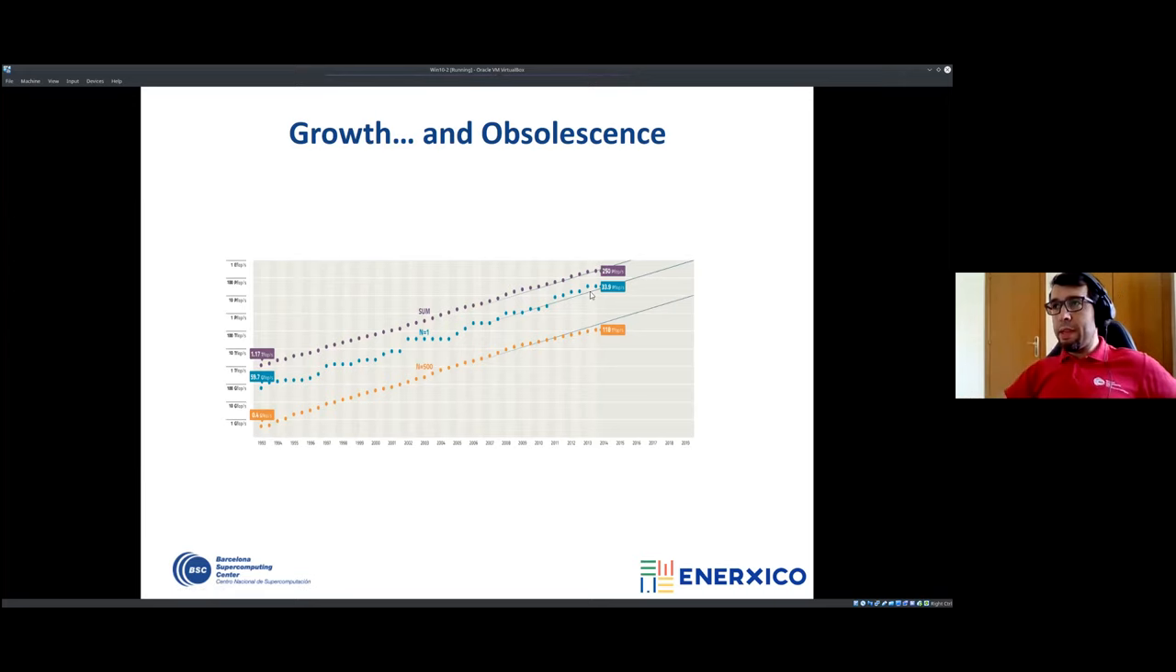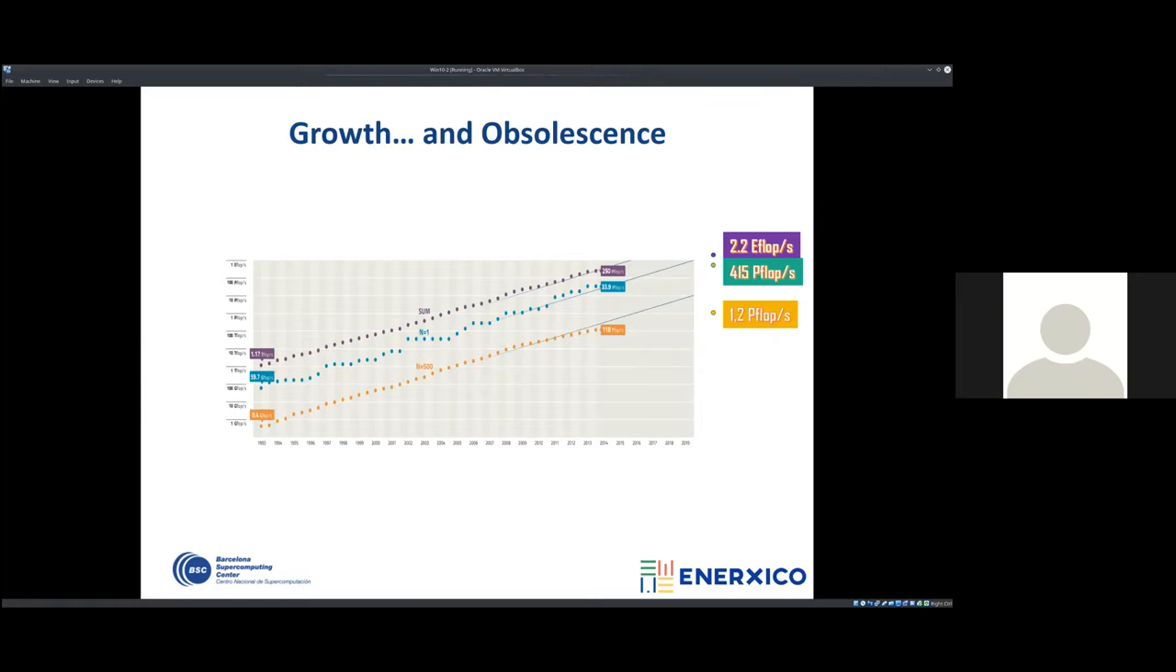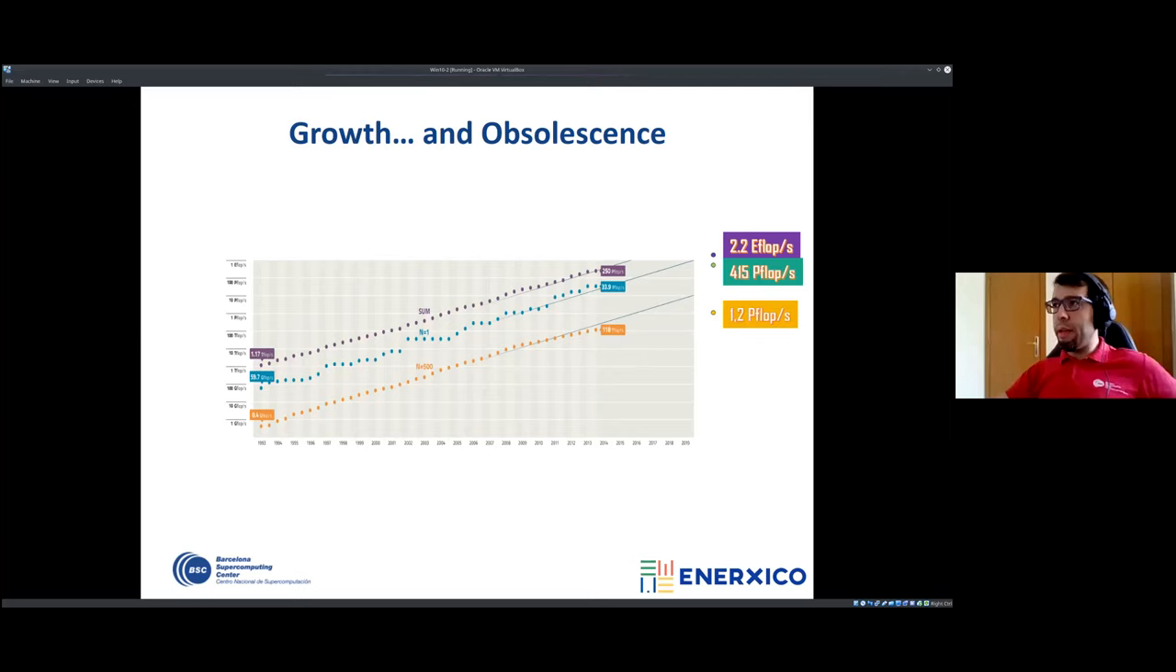You can see that there's a trend, which is a line in a logarithmic scale, so this is an exponential growth in how much faster these machines are becoming with time. This was not really up to date, so I gave you here the latest numbers, which will be updated in a month's time. The fastest supercomputer at the moment is about 400 petaflops, about 40 times bigger than Mare Nostrum 4.